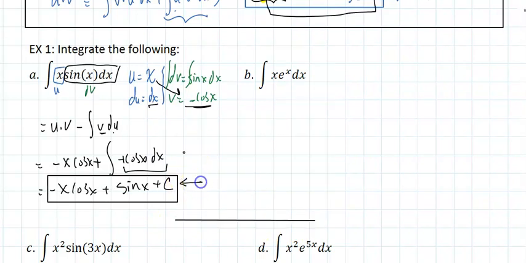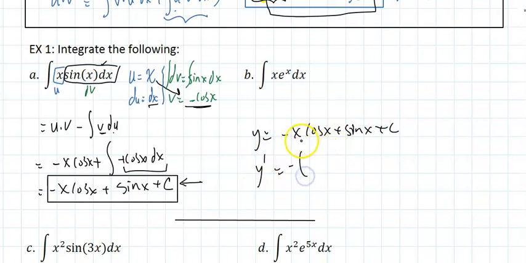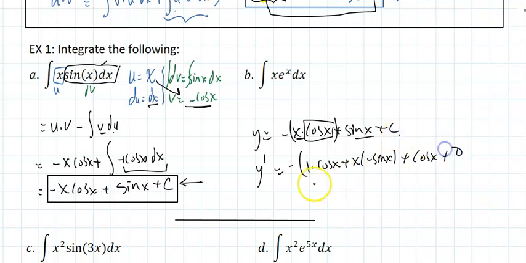If I take a derivative of this, I should get the integrand. If y equals negative x cosine of x, plus sine of x plus c, if I take a derivative, negative I leave out of it, the product rule. Derivative of the first times the second, plus the first times derivative of the second. Derivative of sine is the cosine. Derivative of a constant is 0. This is negative the cosine of x. Negative times a negative is a positive x sine of x, plus cosine of x. Those cancel out, and I'm left with x sine of x.